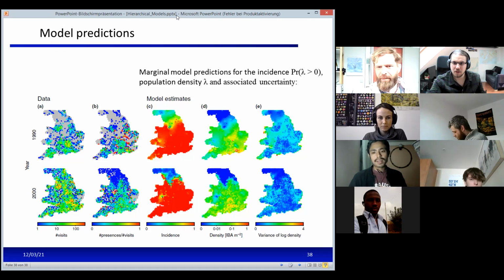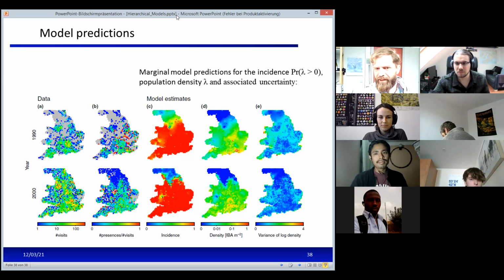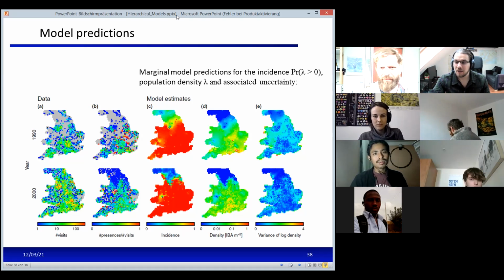So those were the two examples I wanted to show you, and of course I'm happy to take questions on these examples. As I said, I didn't go into too much technical detail here, but if you have any questions, we can of course discuss it and maybe also have a look at the model.